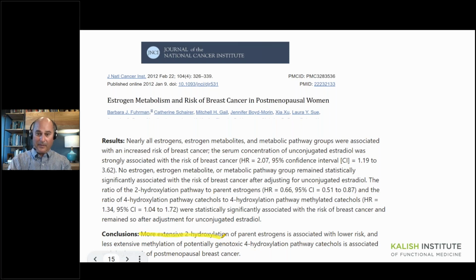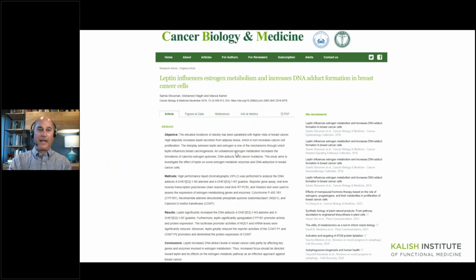But here we go. Extensive 2-hydroxylation, the 2-hydroxy, you're going to see on the lab, 2-OH, that's your clue, is associated with lower risk of cancer, right? And the genotoxic, toxic to the genes, 4-hydroxylation pathway is associated with increased risk. Pretty straightforward. The 2s are good, the 4s are bad. And more studies on that if you ever want to look at them.